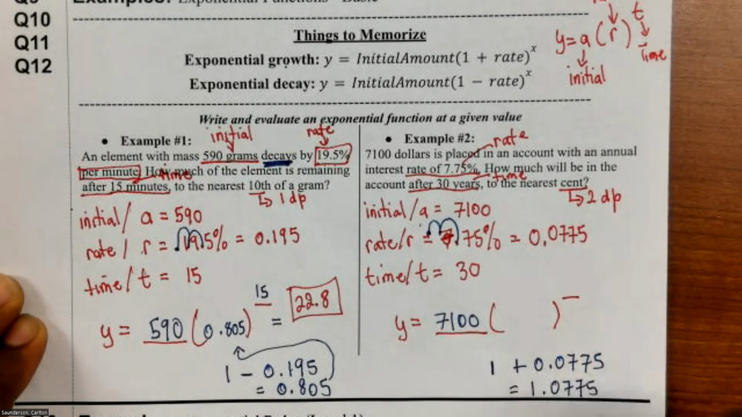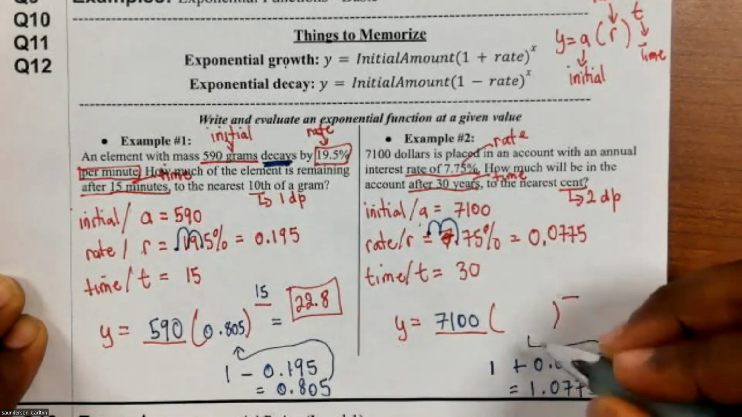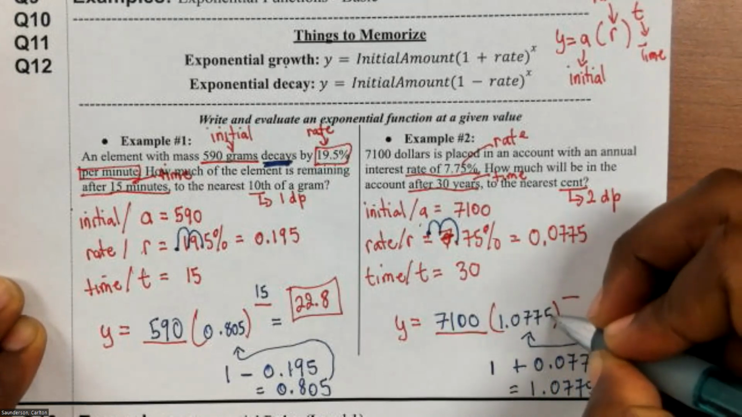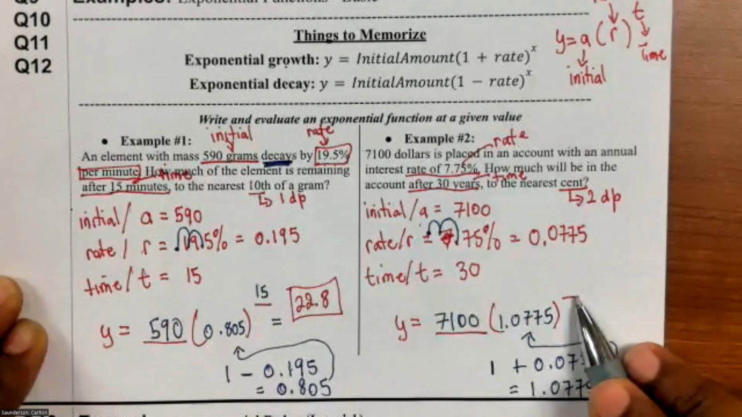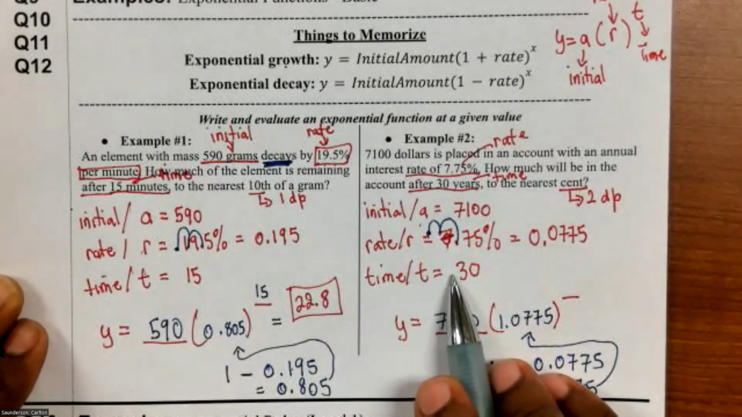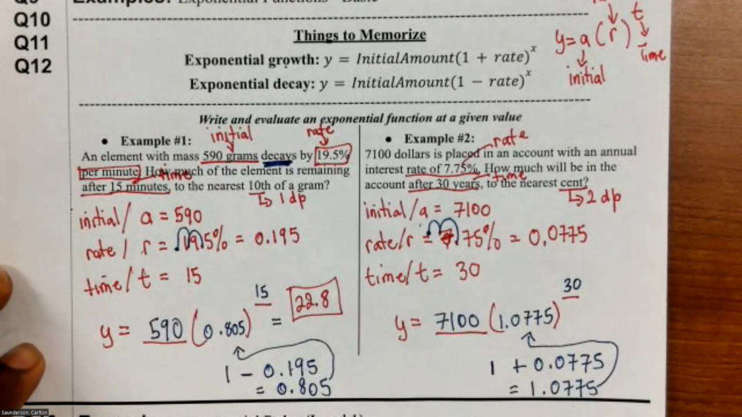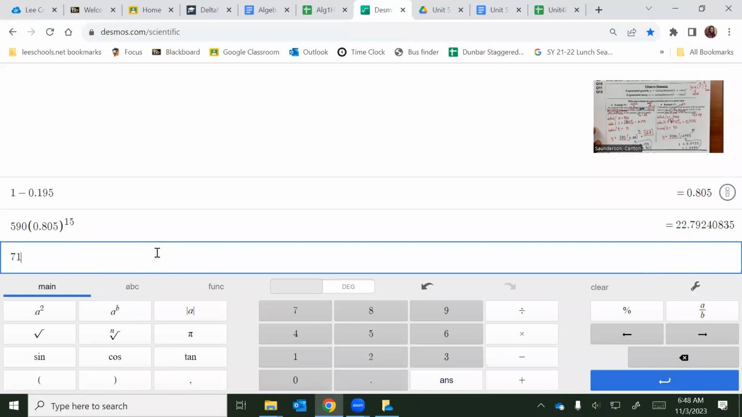So that's what is going to be put inside of the parentheses, 1.0775. And then right here represents our time, which for this question is 30. So that goes right here. All I have to do now, guys, is plug this into our calculator. You type it in exactly as you see it. So 7,100, parentheses, and inside we're going to put 1.0775, to the exponent of 30.